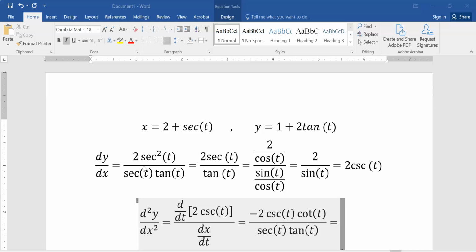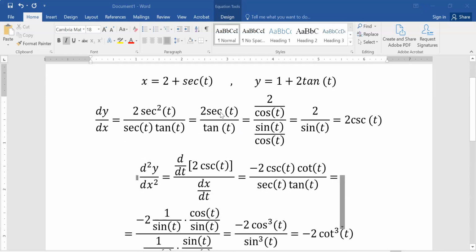Now, one of the secants is going to cancel out in the numerator and the denominator. So you'll end up with 2 times secant to the first power of t divided by tangent. And if you think about what that means in terms of sines and cosines, that's like 2 over cosine, and then tangent is always sine over cosine. So you get 2 over the cosines, and the cosines are going to cancel each other out. So you get 2 over sine, which is the same as 2 times cosecant of t. So the first derivative is 2 times the cosecant of t once simplified.